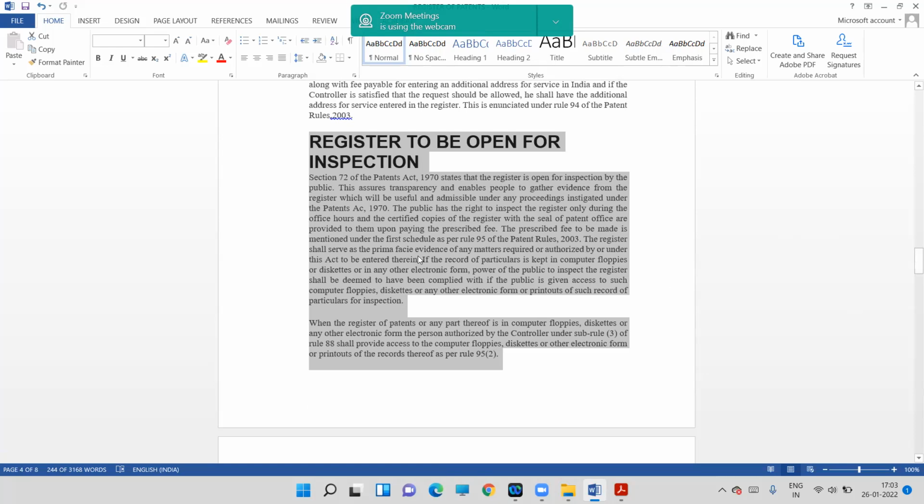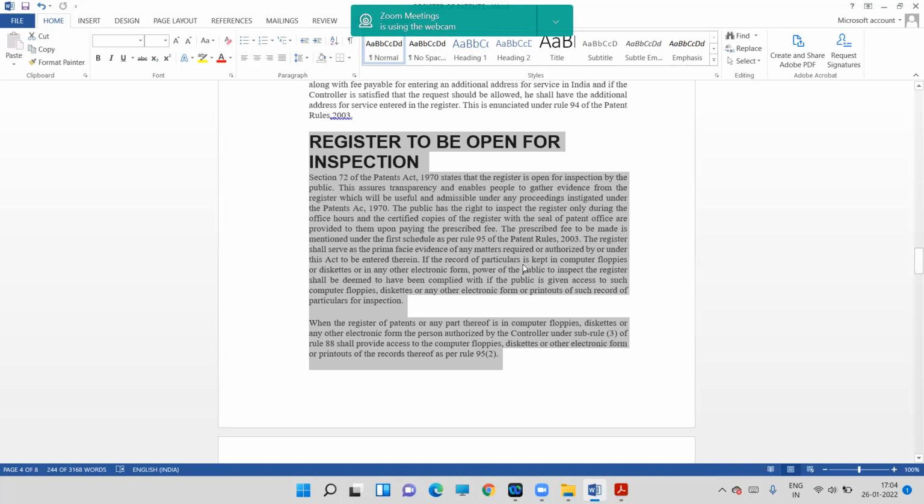The register shall serve as prima facie evidence. Okay, so it serves as evidence as per the Indian Evidence Act. It is prima facie evidence of any matters required or authorized by or under this Act entered therein.